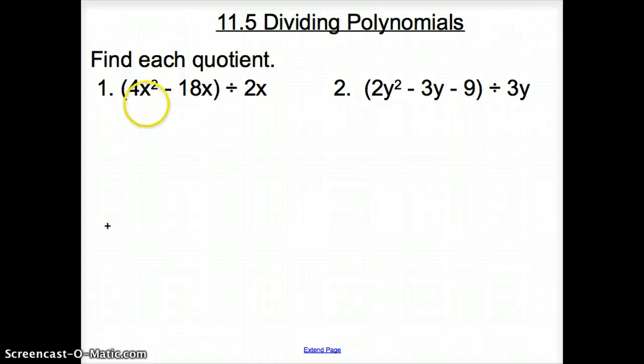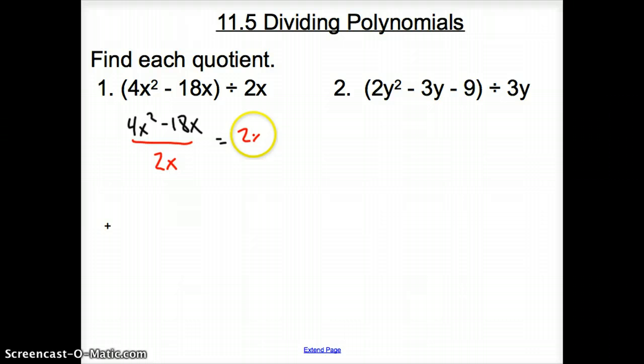We are dividing 4x squared minus 18, and we are going to divide that by 2x. So I'm going to put that 2x underneath this in a fraction form. Now when we find the quotient, I'm going to divide this 4 by that 2. 4 divided by 2 is 2. X squared divided by x is just a single x.